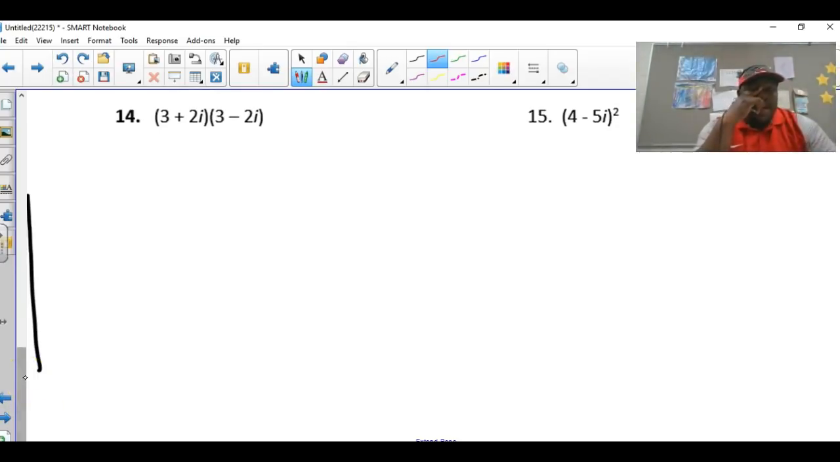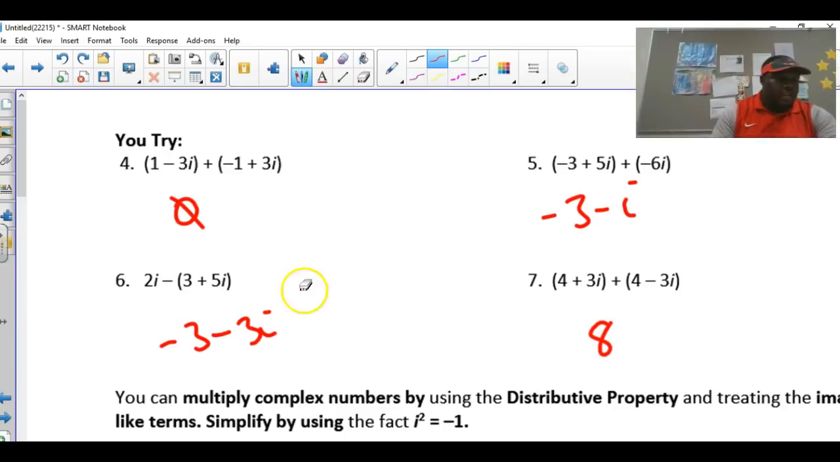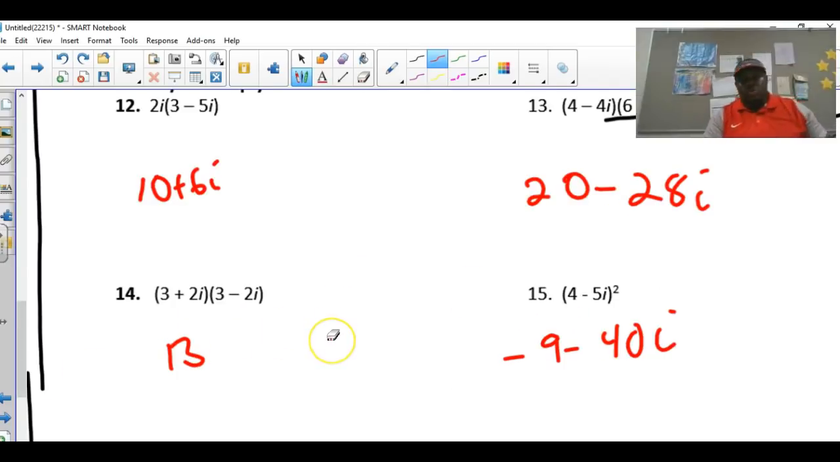That's the video. As always, let me go ahead and give you the answer key to the U-tries. For the first set of U-tries, you should have 0. This is the answer for number 5. This is the answer for number 6 and number 7. And for the last set of U-tries, here are the answers.